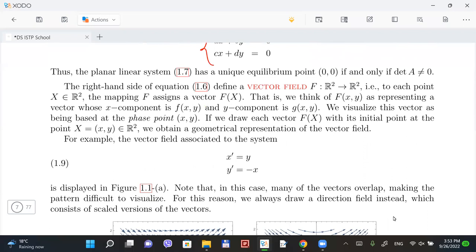The vector field, the capital F. So at each point, the mapping F, which is defined by small f and small g, assigns the vector F of X. So think about it: what is F of X? We can consider it as the vector whose x component is f of x and g of x. We visualize it in the phase space at the point x.